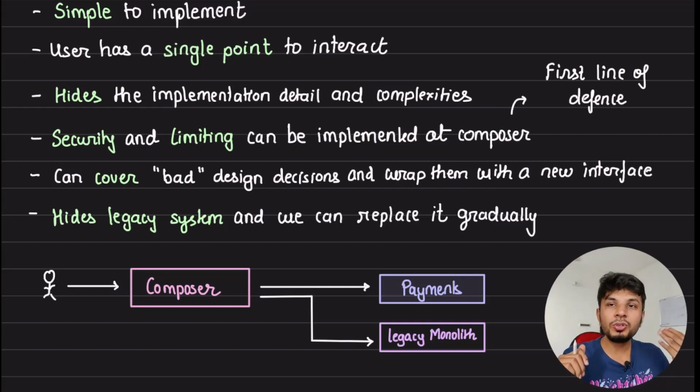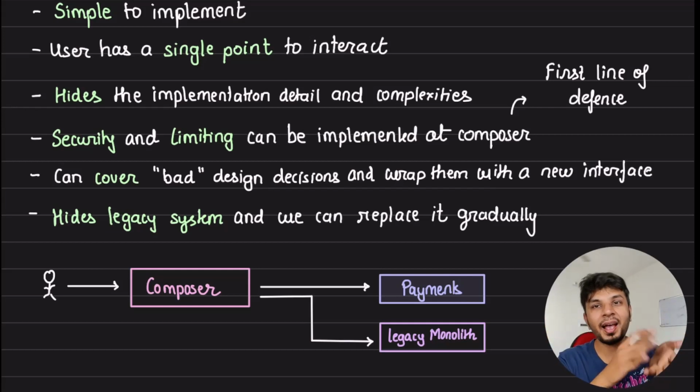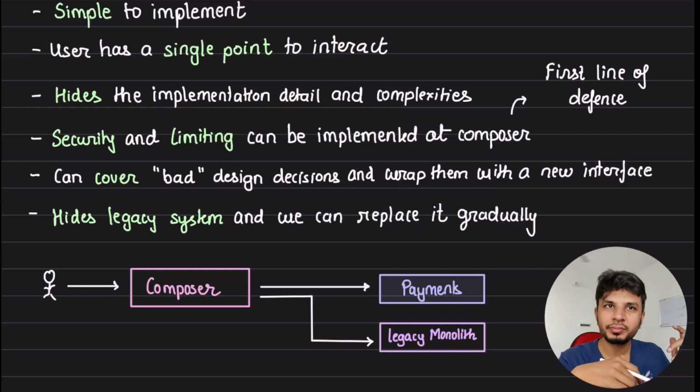Otherwise, what your user would have had to do is call order service, payment service, and logistics service. Now it does not need to know. Everything is hidden behind the composer. So the user makes a call to the composer. The composer has those details, who it should talk to and get the response from, and then it would do the needful. Right. Fourth is security and limiting.